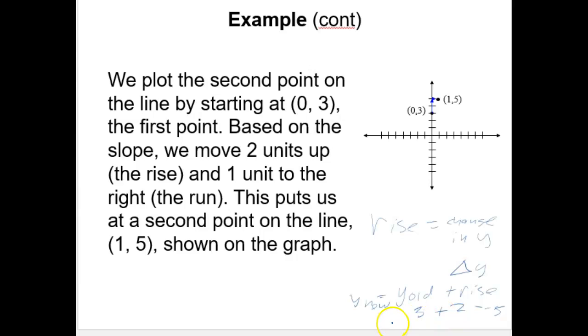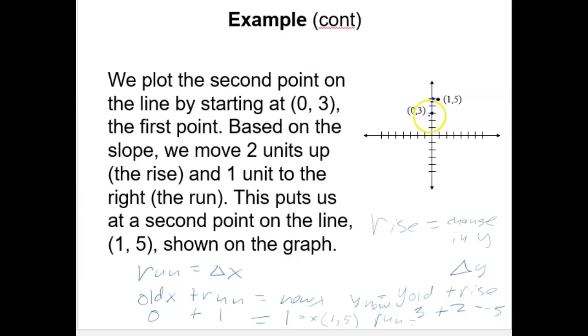The run is the change in x. Let me write that over here. Run equals change in x. I take my old x plus the run, and that gives me my new x for the second point. So my old x was a 0, the run was a 1, I get a second point. X is 1, y is 5, so I get the point 1, 5 to graph.